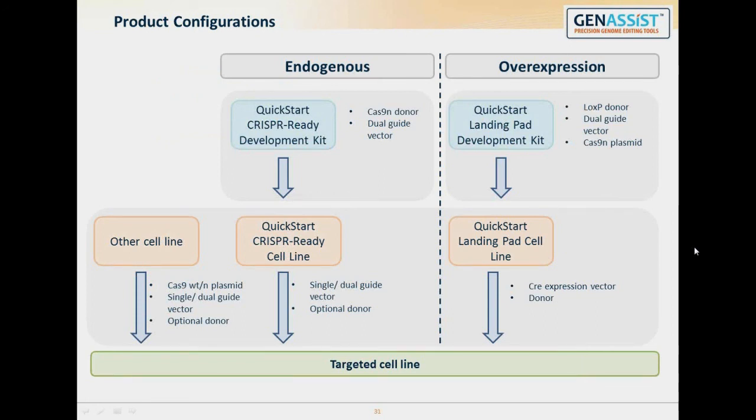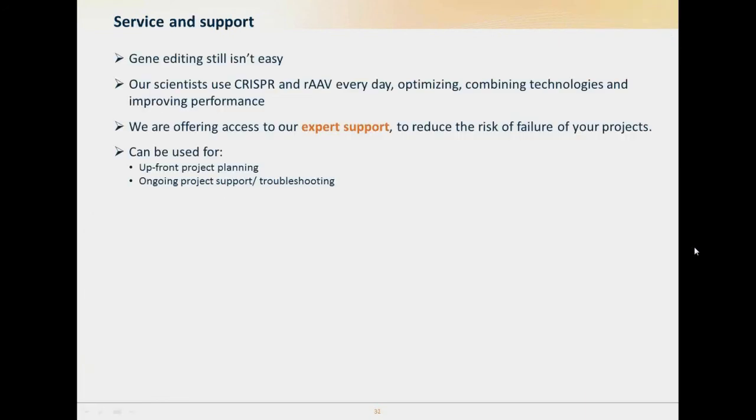To pull all of this together into how these models can be used to generate the cell lines you want, if you're looking to do an overexpression model, the best place to start is a landing pad cell line, and if we don't have it, the Quick Start Landing Pad Development Kit is the tool that's the right one for you. If you're looking for an endogenous system, you can either start with a CRISPR-ready cell line if it's available, or develop your own. Again, the perfect model if you want to develop a significant number of genomic modifications off of a single cellular background, or use any of our off-the-shelf cell lines. That'll ultimately drive you towards your targeted cell line.